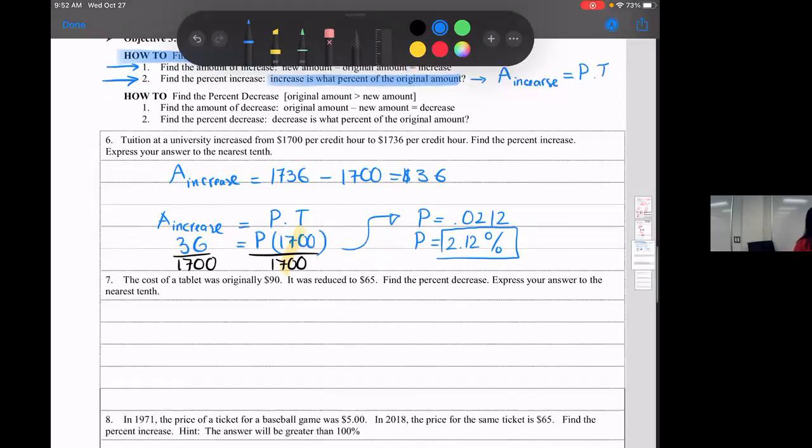So you guys okay with this problem? It's very much the same. All you have to do extra is find the amount increase. That's it.